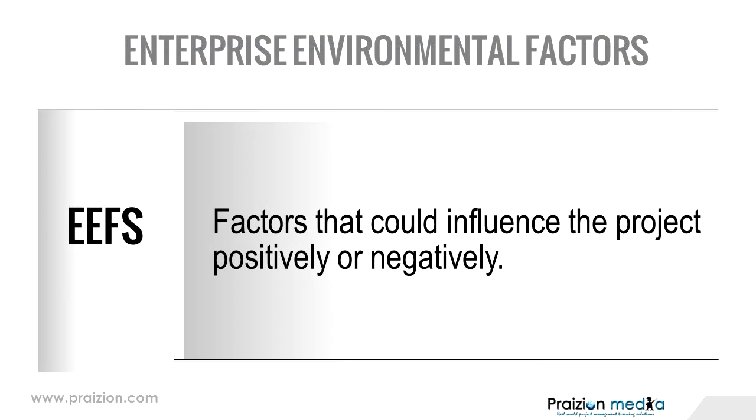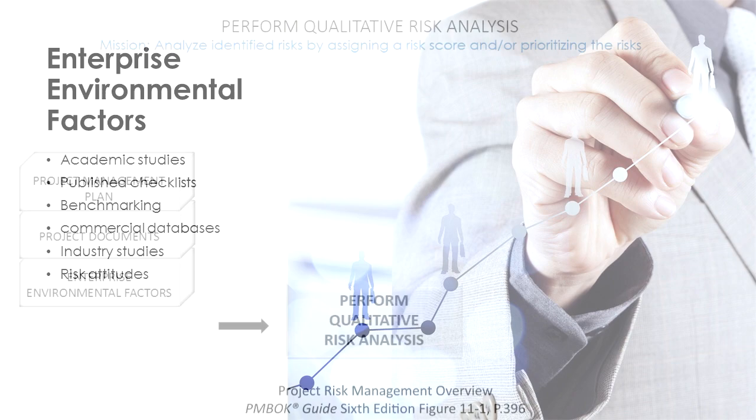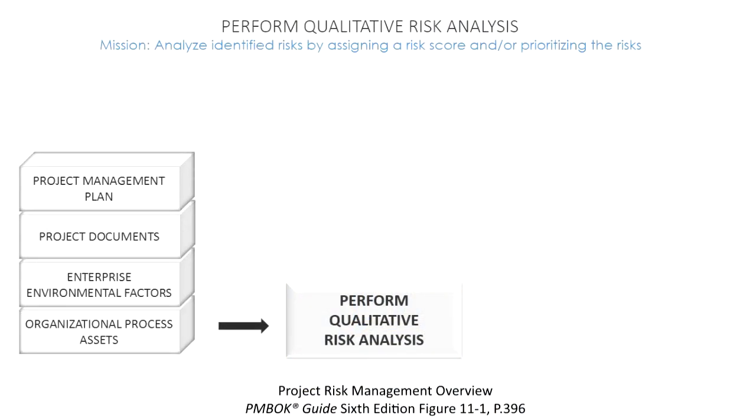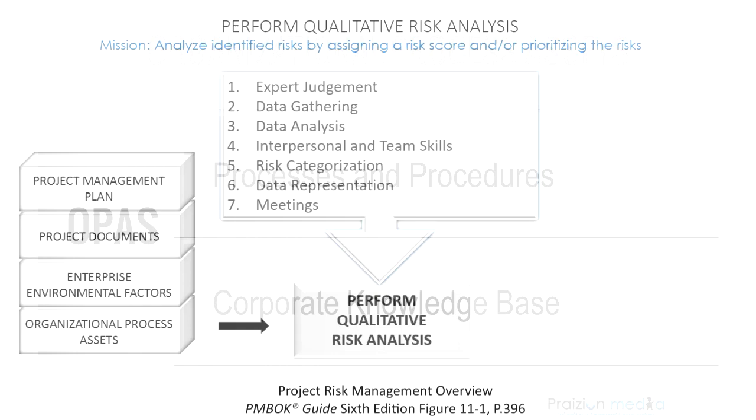The next input is EEFs, enterprise environmental factors. Think industry studies on similar projects. Think about published data regarding risks from similar projects. And we also have OPAs, organizational process assets. The process assets in question here are those that can influence qualitative risk analysis, and specifically information from previous projects can help us here. Let's talk about the tools and techniques.